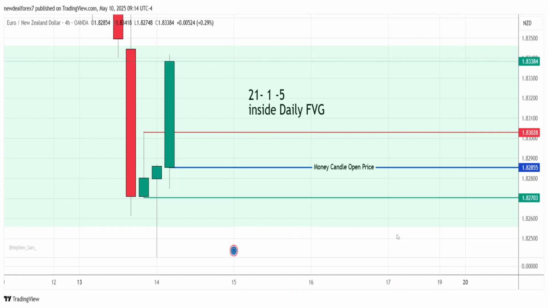Eastern Standard Time. Now let's take a look real quick at 9 p.m., 1 o'clock, and 5 a.m. So London session trading window. So here's our range candle right here. The money candle right here, which pokes below the range, closes inside of it. And then here's our trading window here. And of course, the non-negotiable is this price action is taking place inside the daily fair value gap.